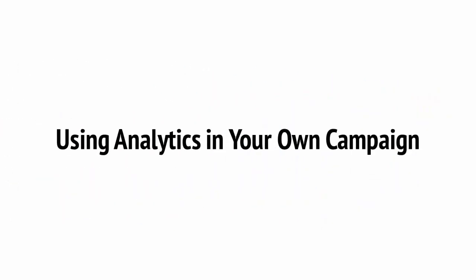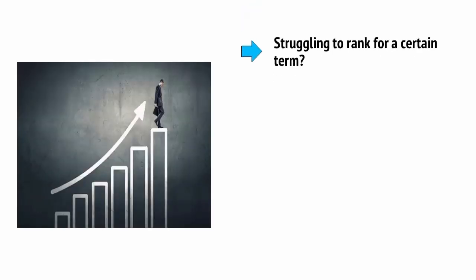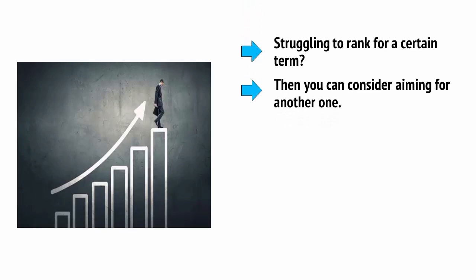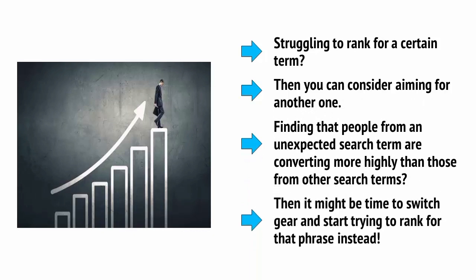It's equally important that you use analytics in your own SEO campaigns for the very same reasons. Good SEO is about constant iteration and seeing which actions are having the best impact on your tracking. Struggling to rank for a certain term? Then you can consider aiming for another one. Finding that people from an unexpected search term are converting more highly than those from other search terms? Then it might be time to switch gear and start trying to rank for that phrase instead.